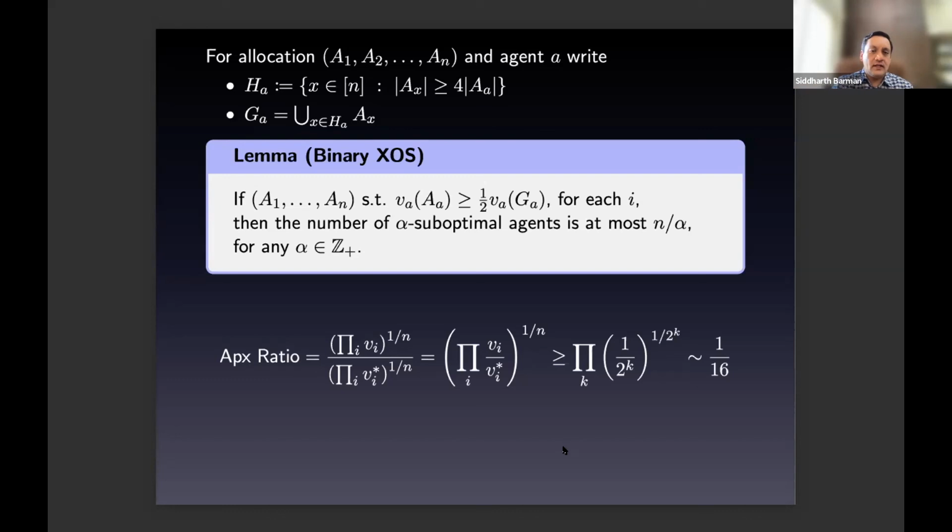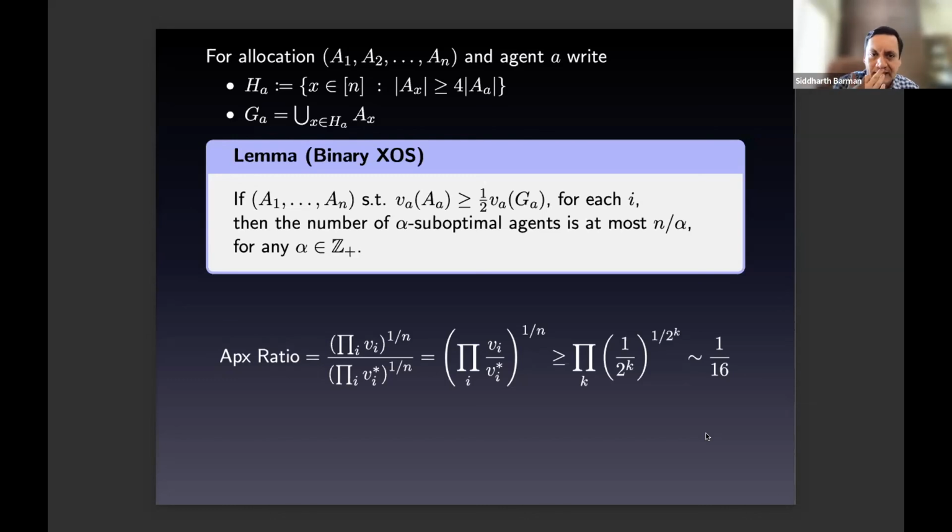So all I'm doing is applying this result for alphas that are powers of 2. So for alpha equals 2, 4, 8, and so on and so forth till infinity. And this is the expression I get. If you work this out, this is a nice exercise in series, this sort of a product of 1 over 2 to the k to the power 1 over 2 to the k is close to 1 over 16. So that gives me the approximation guarantee.